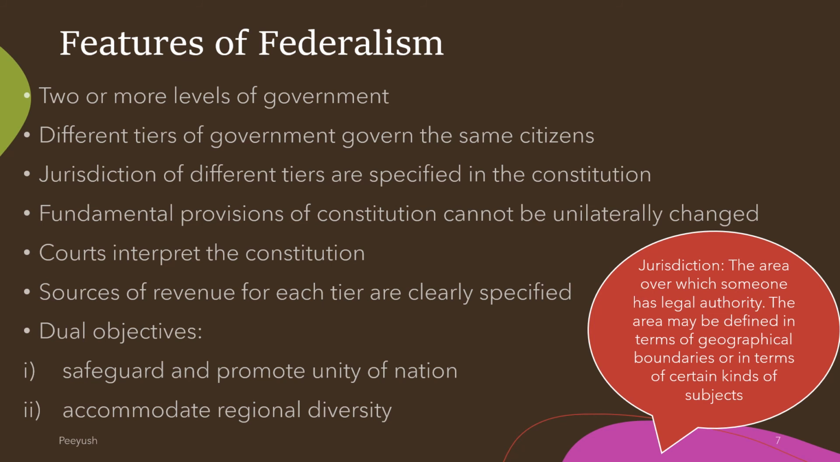Now the next thing is that revenue is very important. So the sources of revenue for each tier, that is central government, state government or local self-government, for all of them, the sources of revenue are clearly specified in the constitution. Now the next thing is dual objectives. We have already studied the objectives of federalism in the first part, that the objectives are two. The first one is to safeguard and promote unity of the nation, and the second is to accommodate regional diversity. So one is unity and integrity of the nation, and the second one is to accommodate regional diversity.